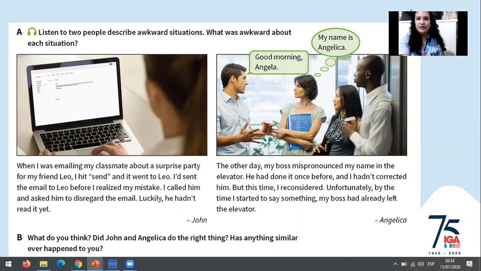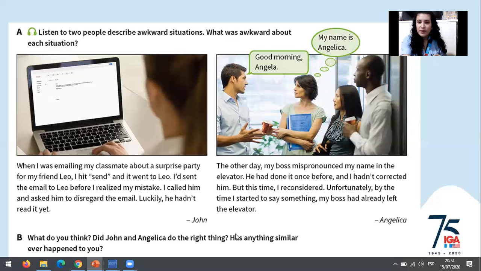Okay, so in here we have two slightly awkward situations. In the first one, they were going to make a surprise party for a person, and by mistake, they invited the person the surprise was for, right? That's why here we use one of the words that we were practicing. And I asked him to disregard the mail, right? Remember that when we use this, it's when we don't do something. So, please don't read the mail.